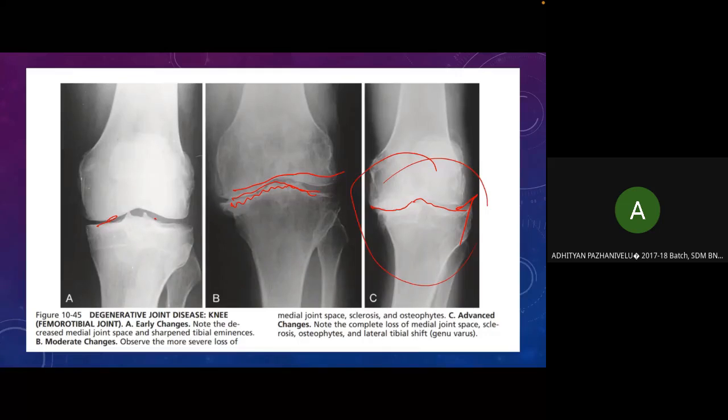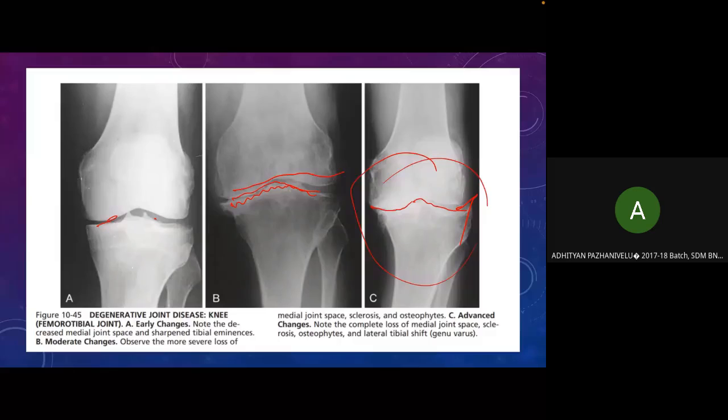So you can see how severe an osteoarthritis patient who has come to you can be. This is another X-ray of the knee, which is showing the recumbent position. There is loss on the recumbent position, but when you see an AP view, it is not that clear.